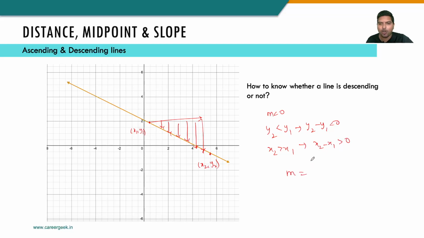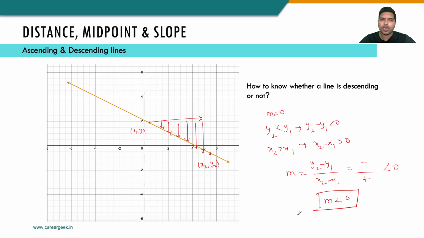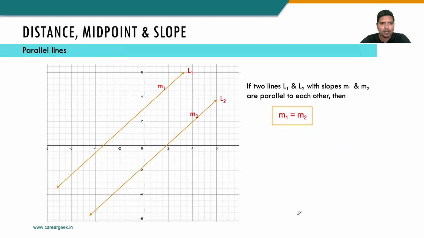So what happens to slope? In technical terms, y2 minus y1 is a negative value and x2 minus x1 is a positive value. Negative upon positive is always negative. So that is the concept of ascending and descending lines.